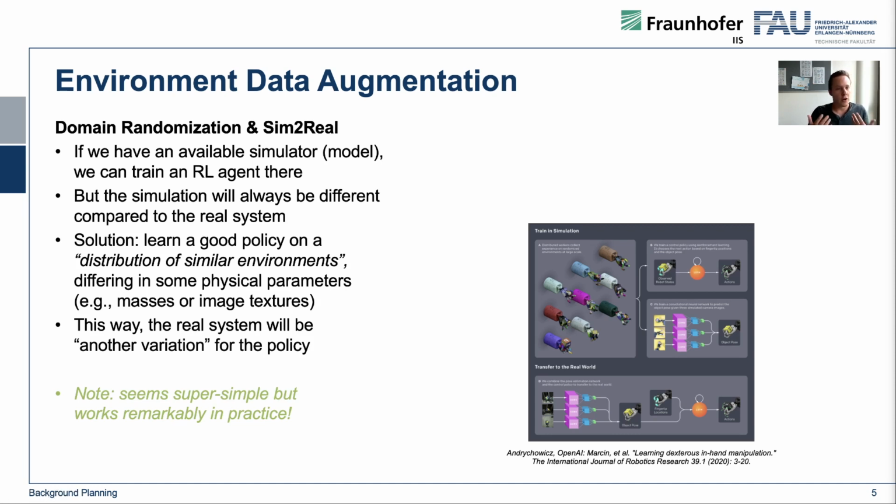One thing to do on top of this, which is very usual in practice, so these two approaches that we have seen are very commonly used in practice, and what you also see a lot is the topic around domain randomization and simulation to reality transfer. Usually, if you have a simulator or a model available, which in many cases you could assume, you can train your RL agent there. However, the simulation will always be different compared to the real system.